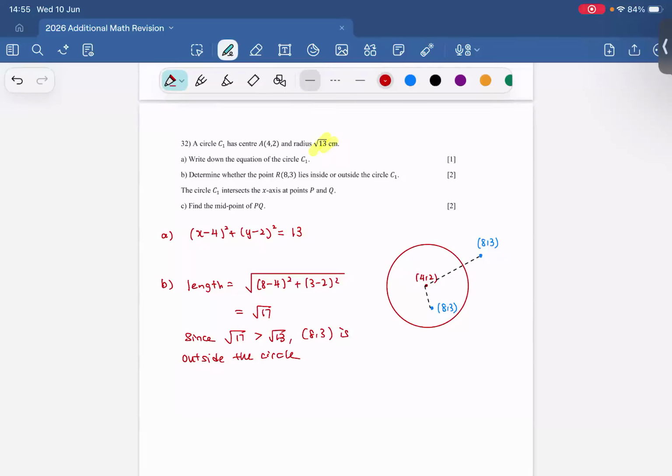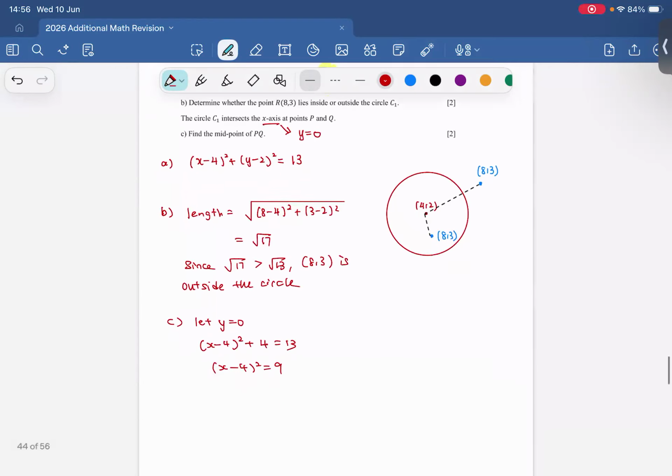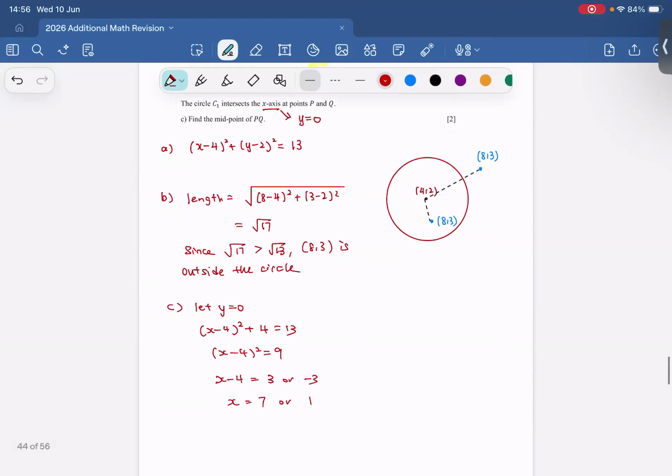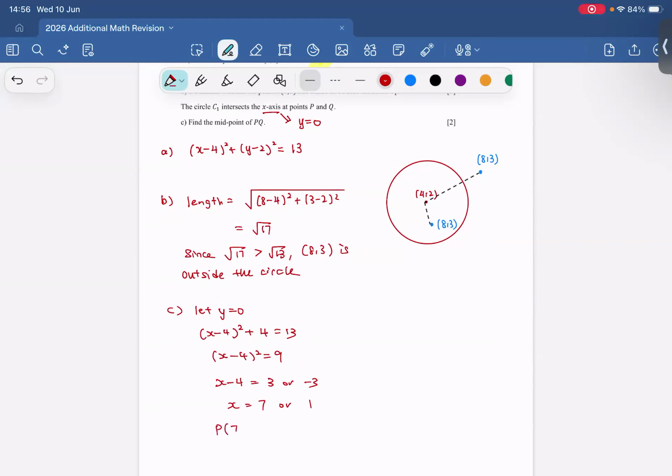Okay, C, intersect x and y. So if it intersects the x-axis, what does that mean? The y value is 0. So just let y be 0 in this equation. Okay, so (x minus 4) squared plus 4 equals 13. You can solve like that. If you're not comfortable with solving like that, you can expand the whole thing and solve. So x minus 4 equals 3 or minus 3. x equals 7 or what? So the coordinate of P will be (7, 0). The coordinate of Q will be (1, 0).